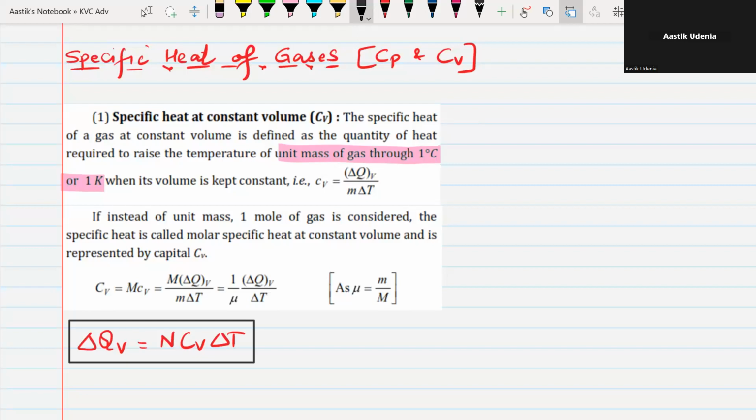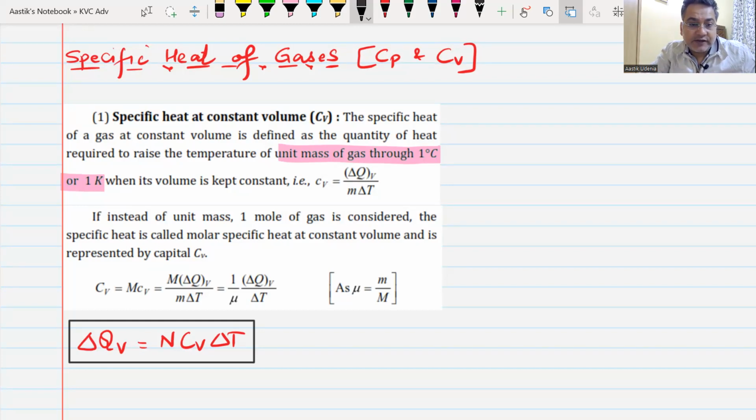This is CV. We also need to understand the next term, which is CP. And what would be CP? Everything remains the same. We just have to change from constant volume to constant pressure. We understand this, yes or no?